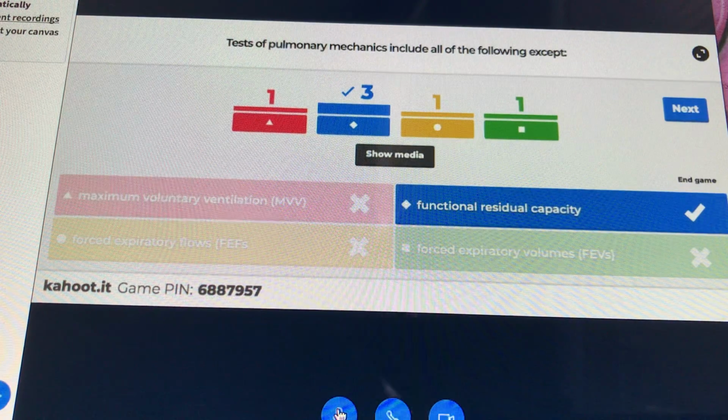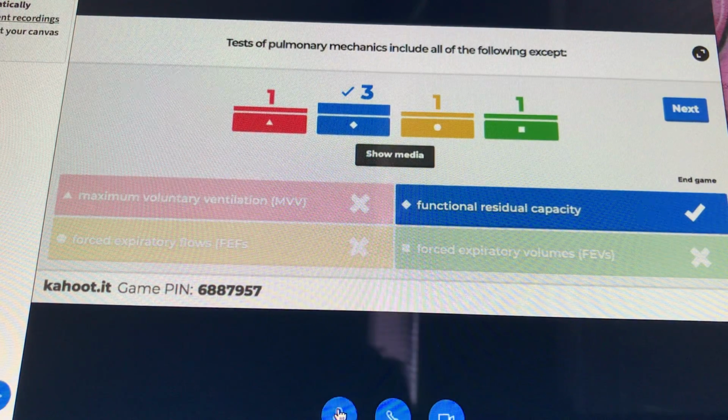Tell me about MVV. What do you have your patient do? Breathe in as deep and as fast as they can for 12 seconds. What's the risk of doing this test? They're more likely to pass out. Yep, your patient will likely pass out.